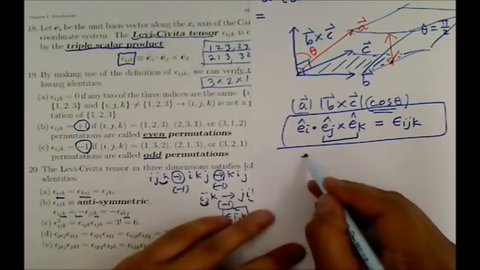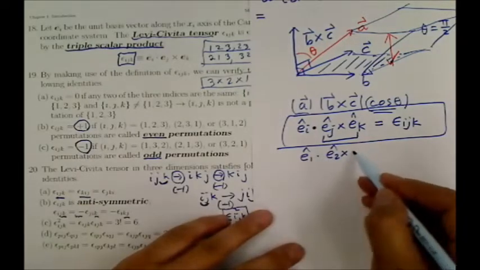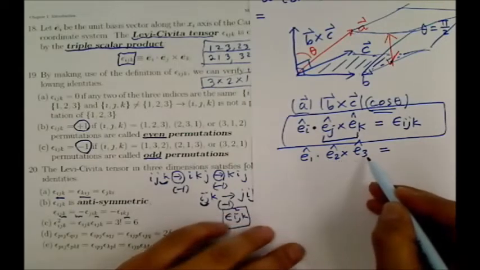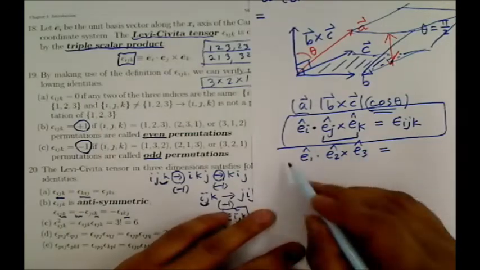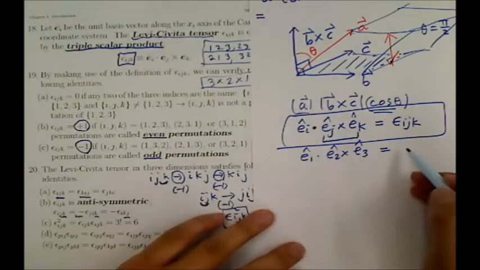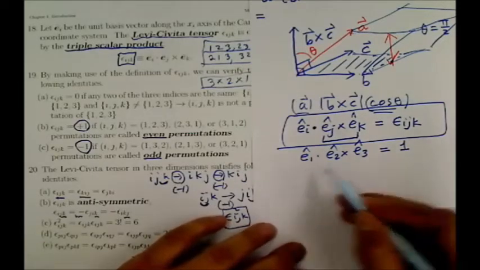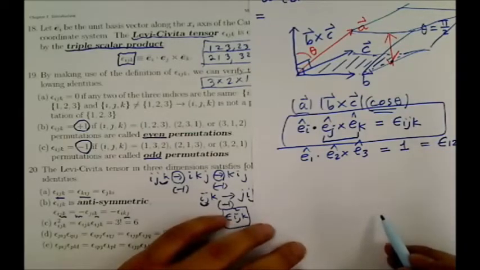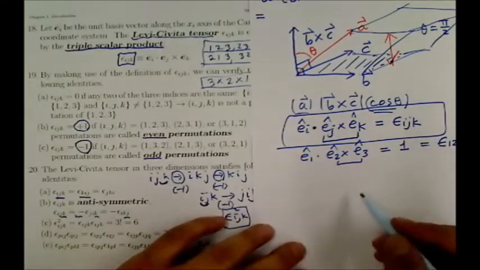For example, E1 dot E2 cross E3 equals E1 dot E1, because E2 cross E3 equals E1. Therefore, the whole result is E1 dot E1. That is identity 1. Suppose that epsilon 1, 2, 3 is 1. What happens if I replace this order?